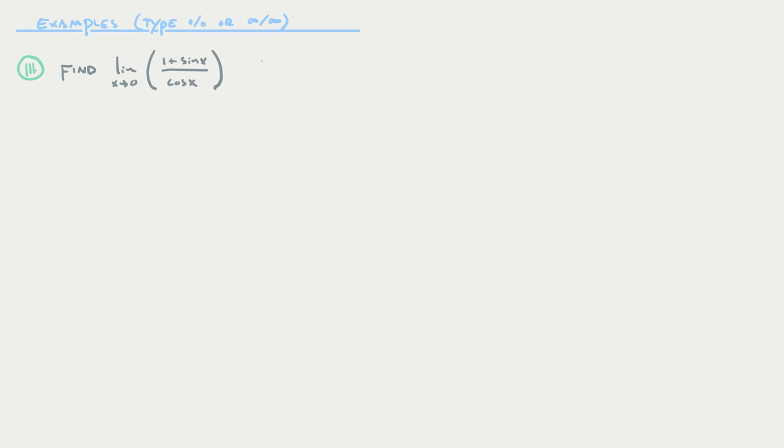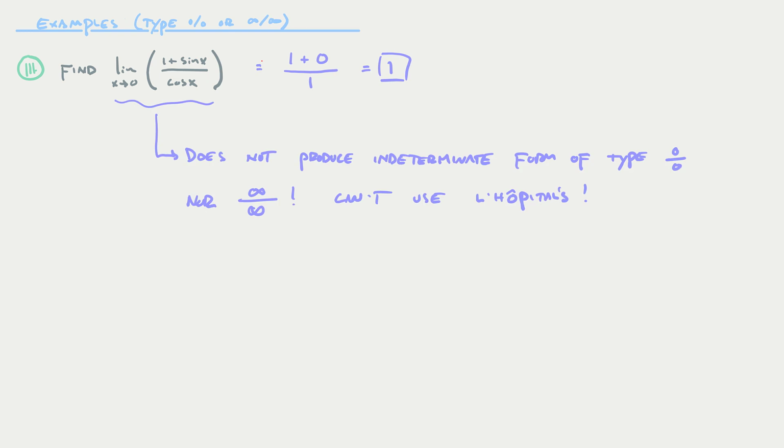Example 3, let's find the limit as x approaches 0 of 1 plus the sine of x divided by the cosine of x. And I invite you to pause the video at this point and give this one a try. If you're trying to use the L'Hopital's rule, you can't. You don't have an indeterminate form for this thing. The limit as x approaches 0 of 1 plus the sine of x is 1. And the limit as x approaches 0 of the cosine of x is also 1. So you can just do this with direct substitution.